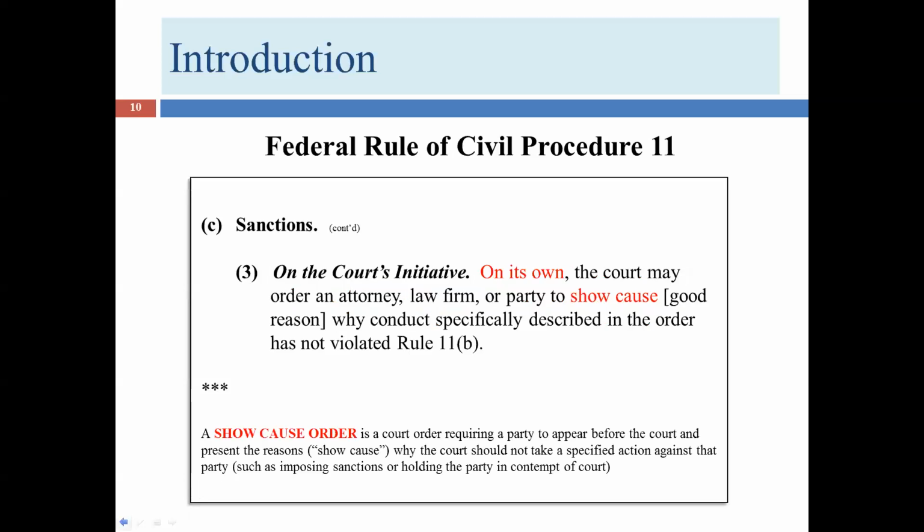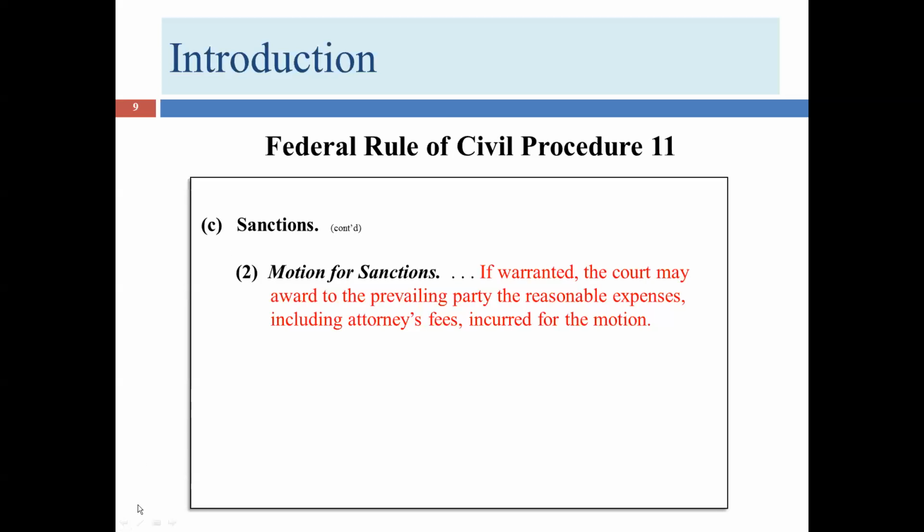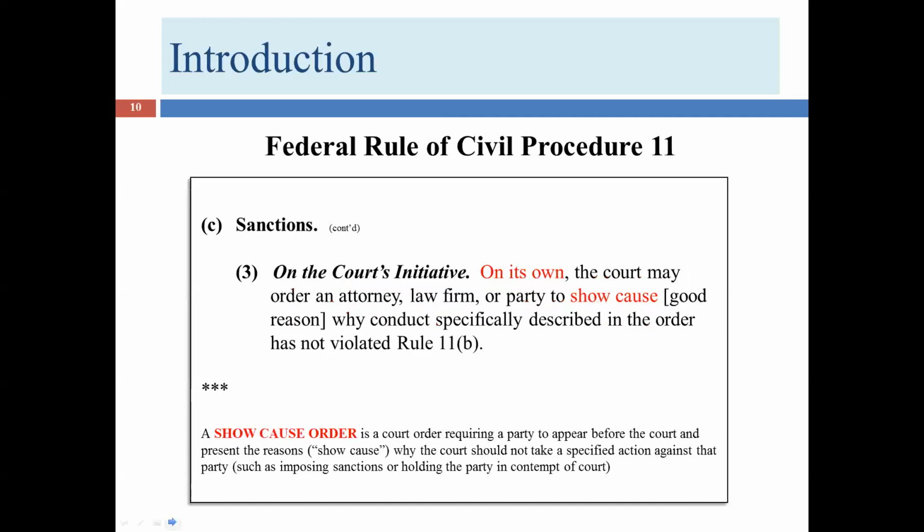So one way, we're here in C2. Now we're going to move to C3. We talked about one path that the Rule 11 issue could be raised, which is when the other side brings it to the court's attention. Sometimes, though, the other side doesn't bring the issue. They might not bring the issue because they're concerned about kind of escalation.